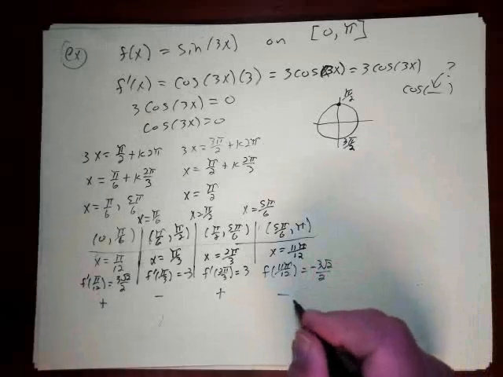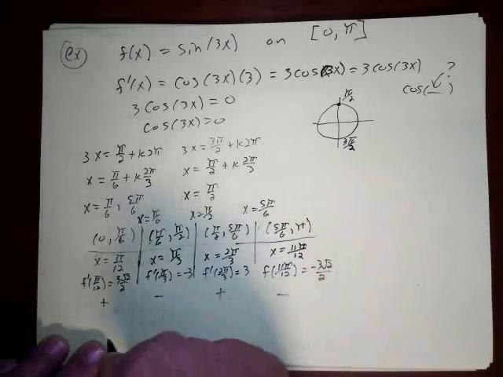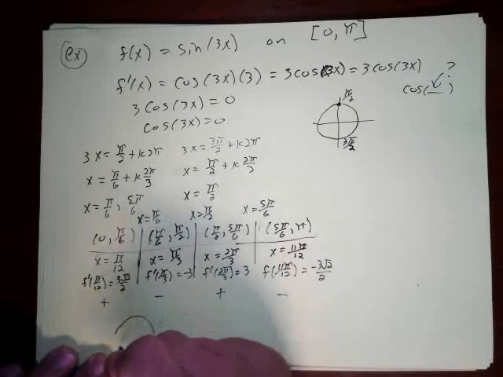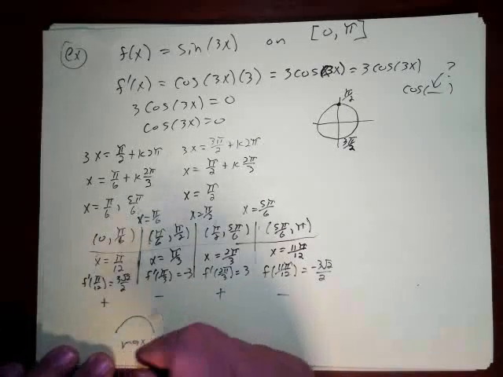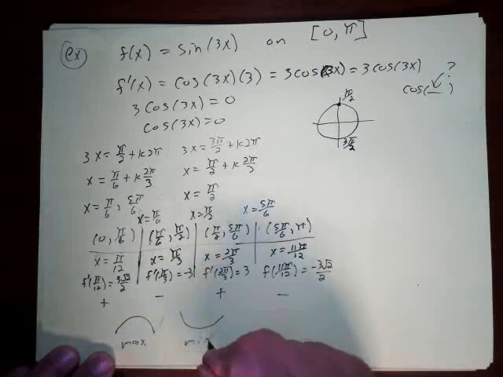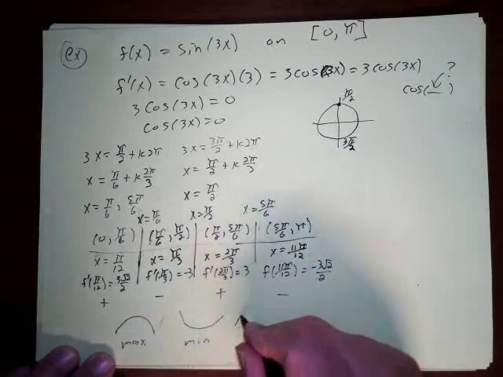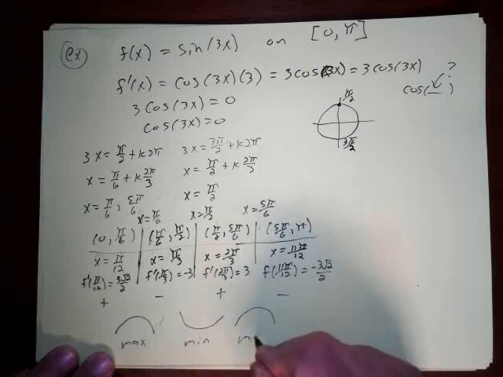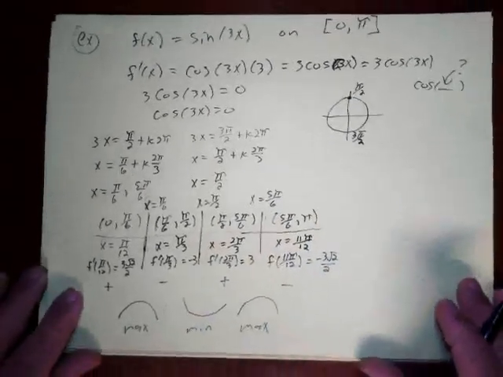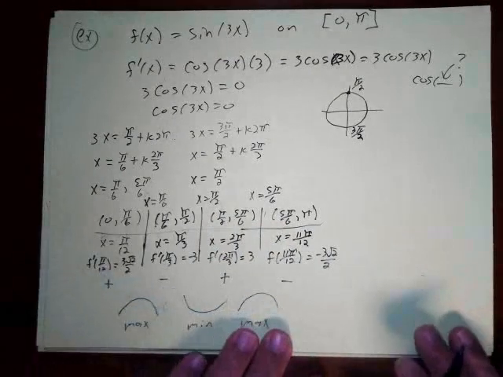and that's negative. So what I see here is this goes from positive to negative, so you got a relative max here. This goes from negative to positive. You got a relative min. From positive to negative, relative max. And so these are the relative min and maxes using the first derivative test.